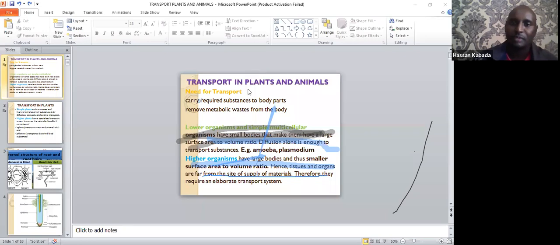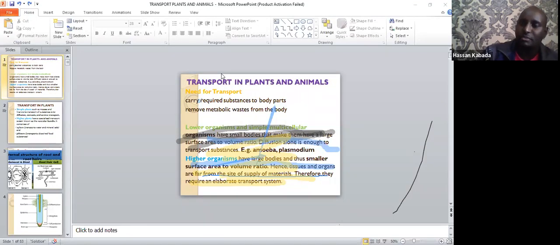So let us come now to materials that are transported. 1, we have nutrients, we have gases, respiratory gases, oxygen and carbon dioxide. We have waste products, metabolic waste products from those cells to their excretory organs for onward excretion.